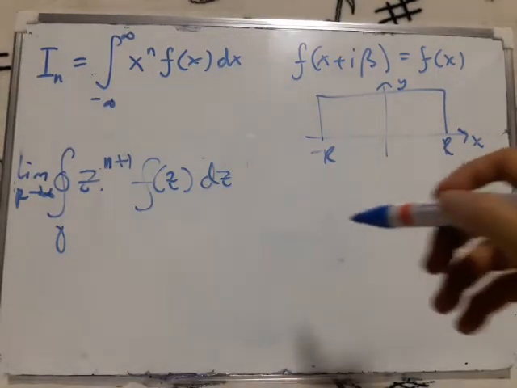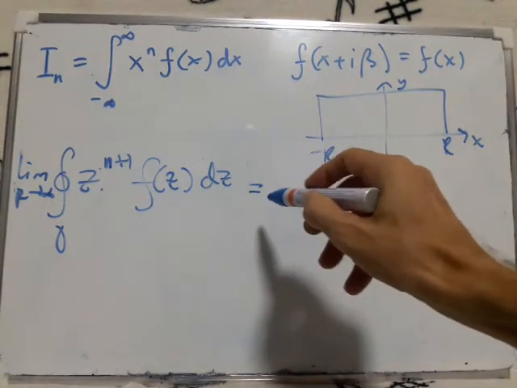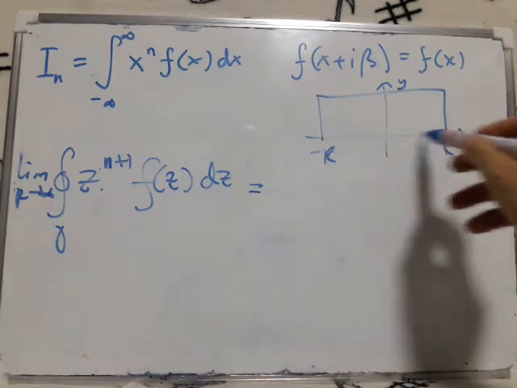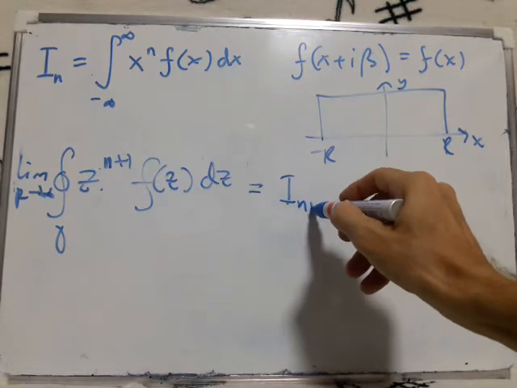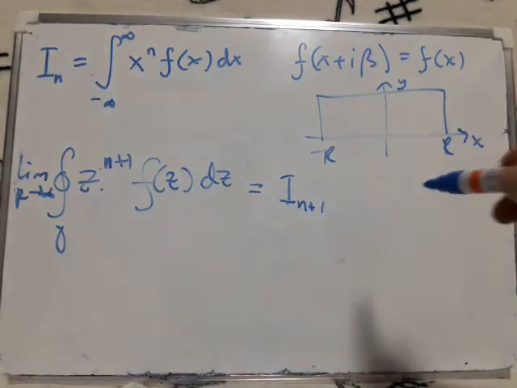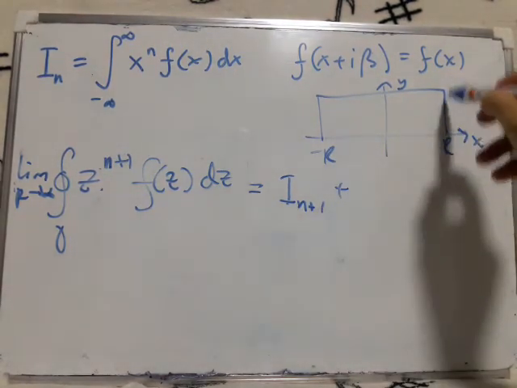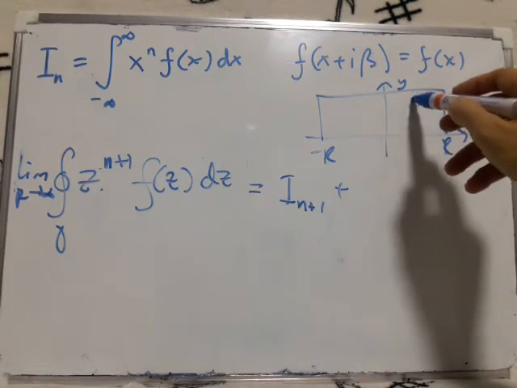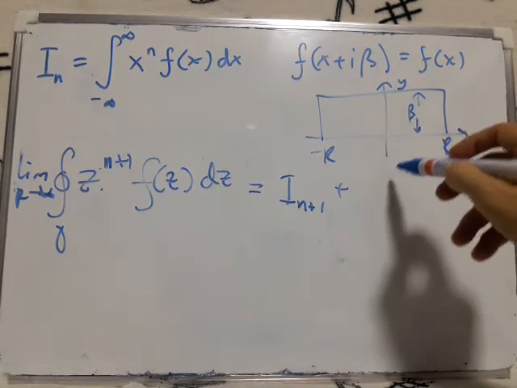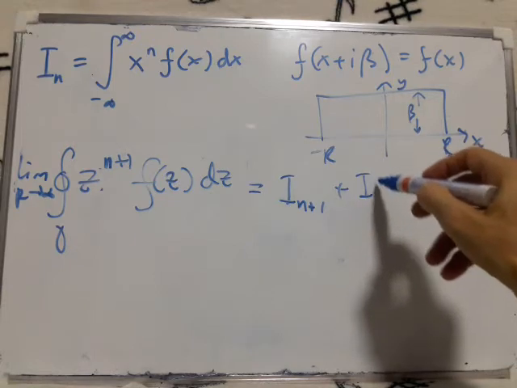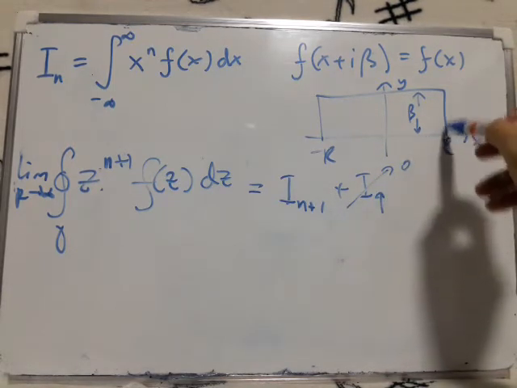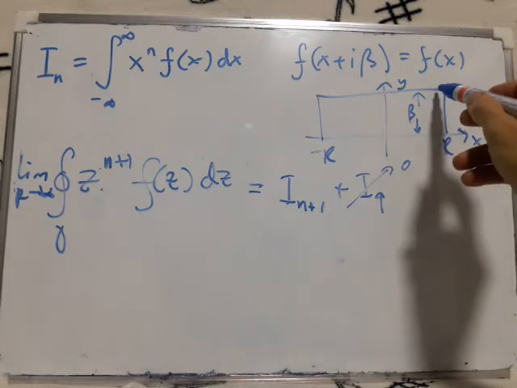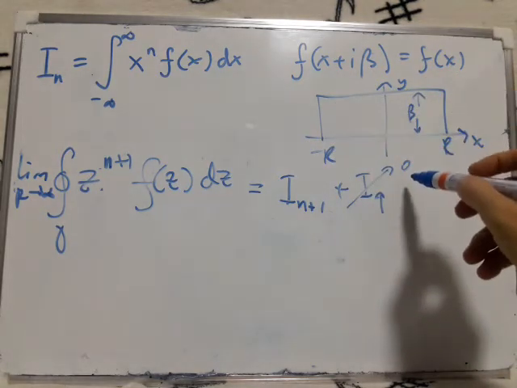So let's see how this works. Integrating along here, we'll get I n plus 1. Then we'll get the integral up here. So this is height beta. We'll get the integral upwards, which we'll need to show goes to 0 up here. Then we'll get the integral back along here.